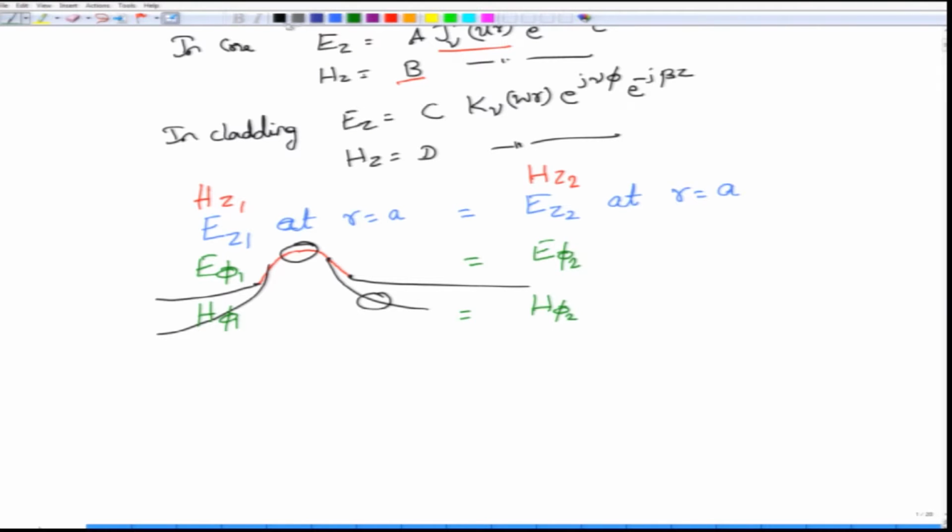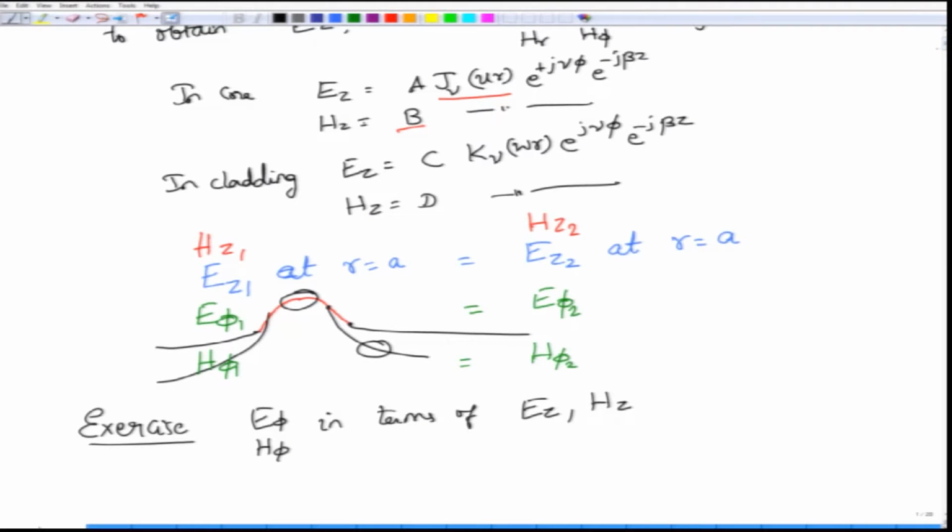So, you can take a look at this small exercise which will allow you to express E phi as well as H phi in terms of Ez, the longitudinal component, and Hz. So, if you have solved this exercise in the previous module, which I had recommended you to do, you would then be able to use the values of Ez, Hz given in these two equations for the core and the cladding and obtain the expressions for E phi and H phi.